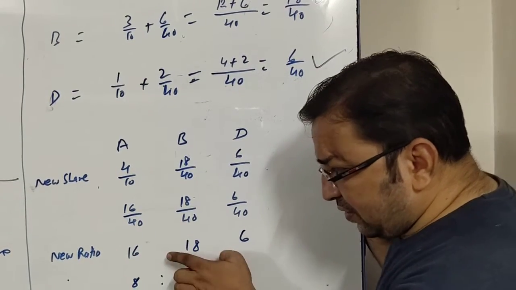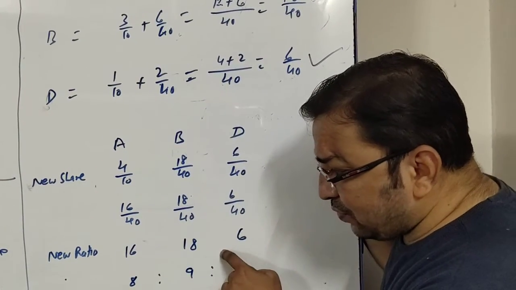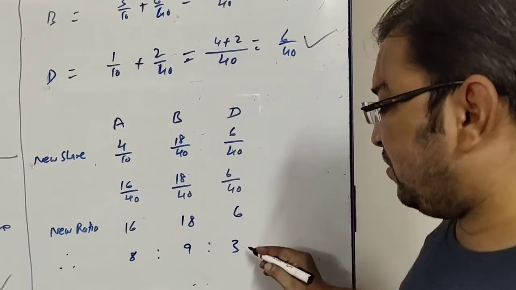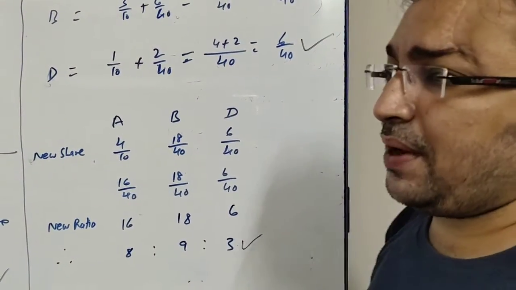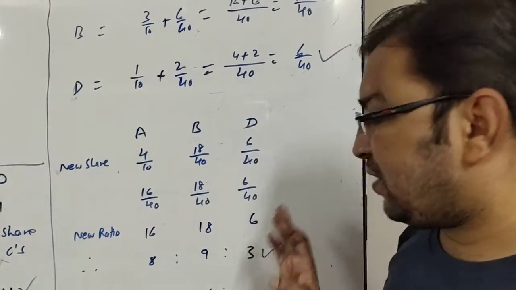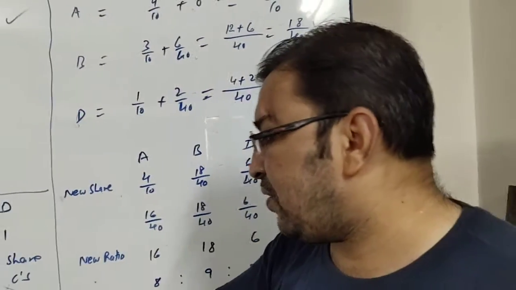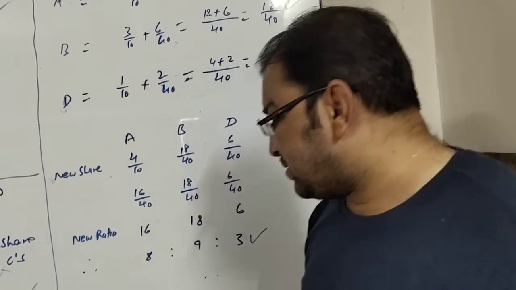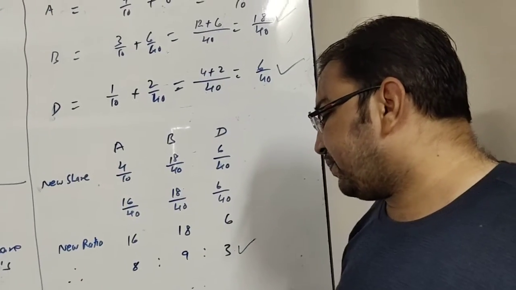We can shorten it. We can divide it by 2. So it will be 8:9:3. So the new ratio between the 3 partners is 8:9:3, and the gain ratio we have already discussed between B and D is 3:1. Thank you.